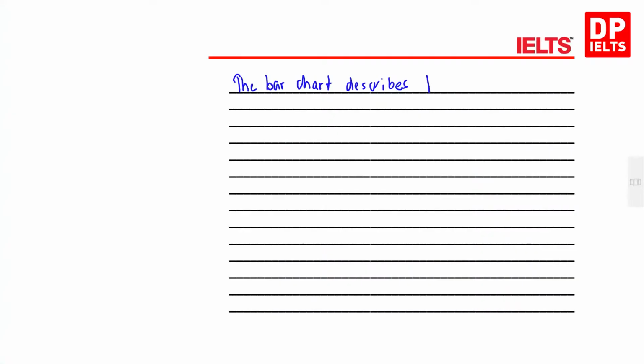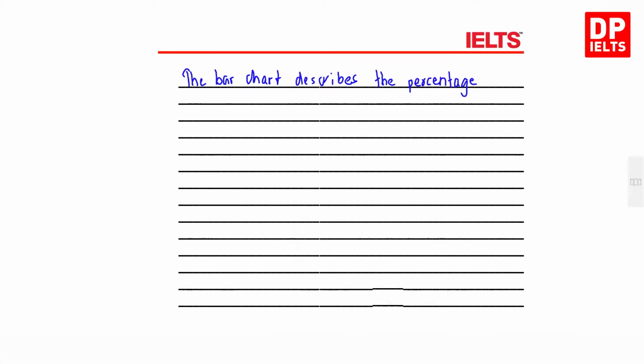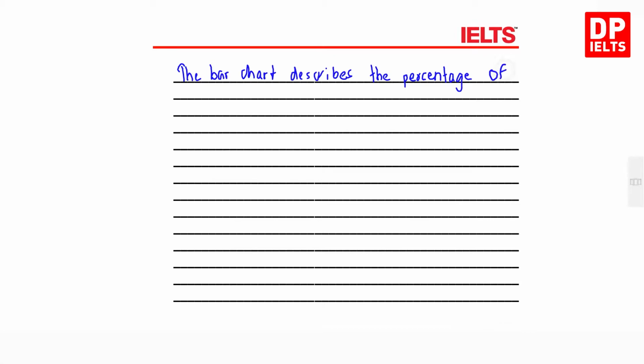describes the percentage of households owned and rented accommodation in England and Wales between 1918 and 2011.